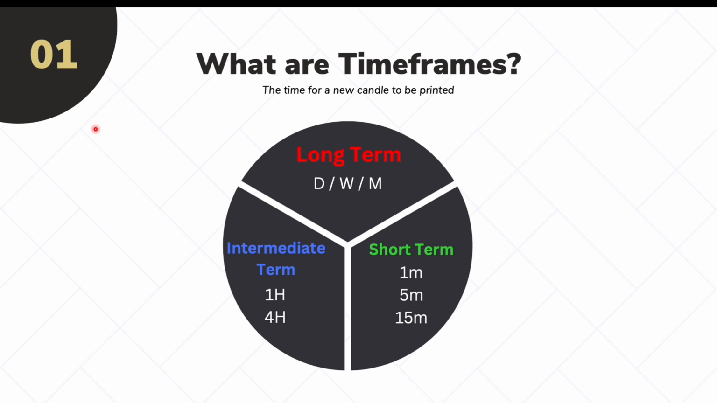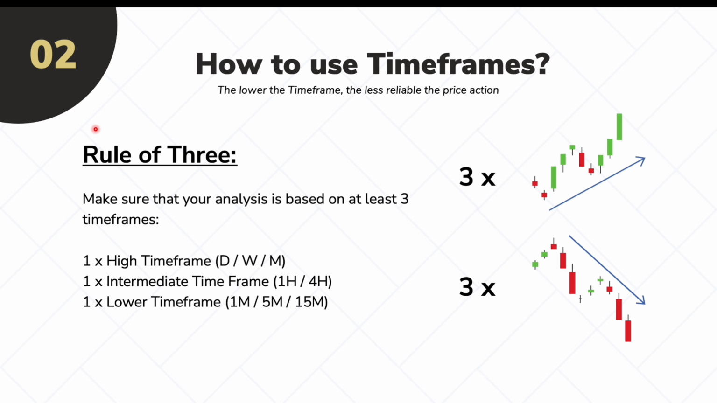With the 3 buckets you saw here, we're going to apply the rule of 3. For a high quality analysis, you need to base your analysis on at least 3 time frames. That means you need to base your analysis on 1 out of every single bucket: 1 from the higher time frame, 1 from the intermediate term time frame, and 1 from the lower time frame. You can mix and match. For example, you can do the daily time frame, 1 hour time frame, 5 minute time frame, or the weekly, 4 hour, 15 minutes.